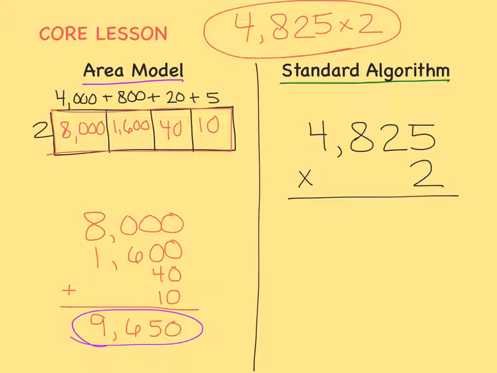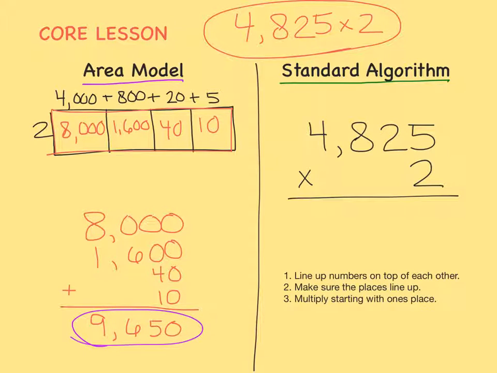In the area model, we multiplied 2 by each place in 4,825. In standard algorithm, we're also going to multiply the 2 by each place in that same number. Multiplying using standard algorithm, we always make sure to start with the ones place of both numbers. Then we'll work our way over to greater places. 2 times 5 equals 10. Just like when we add, the 1 from the tens place will go in the tens column, the 0 from the ones place will go in the ones column. When we multiplied 2 by 5 in the area model, we also got 10.